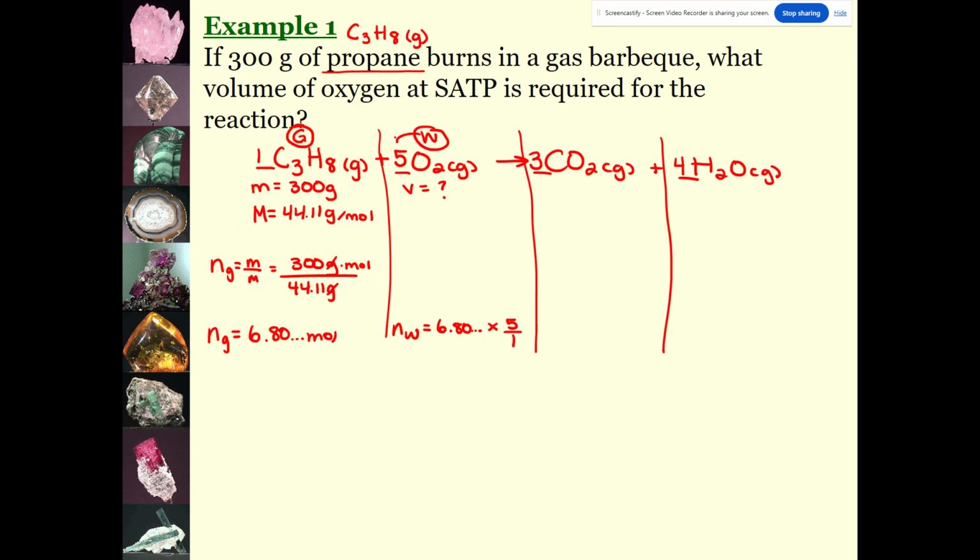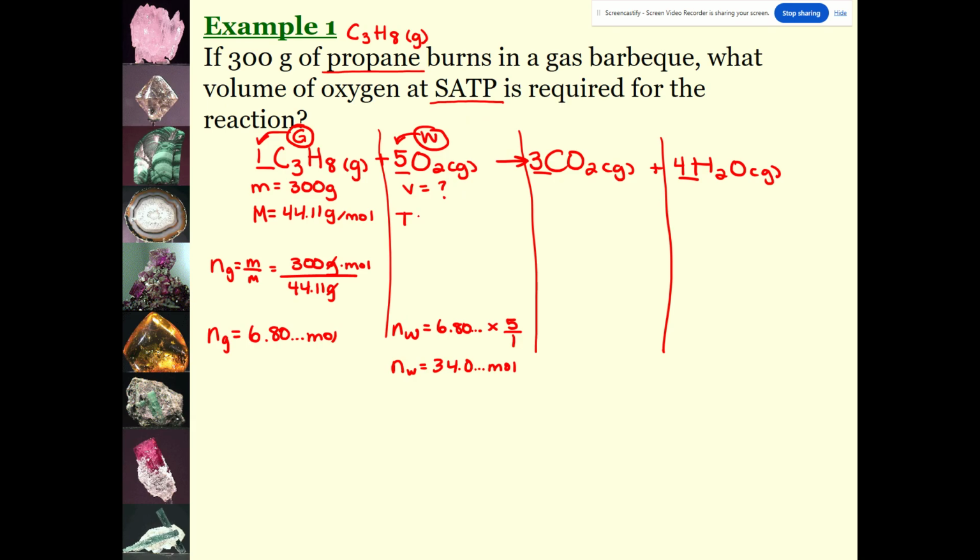In front of my wanted, there's a 5. In front of my given, there's a 1. So when I do that, I find the moles of my oxygen, which is my wanted, is 34.0 so on moles. Now, what other information do I know about the oxygen? I know that it is at SATP conditions.